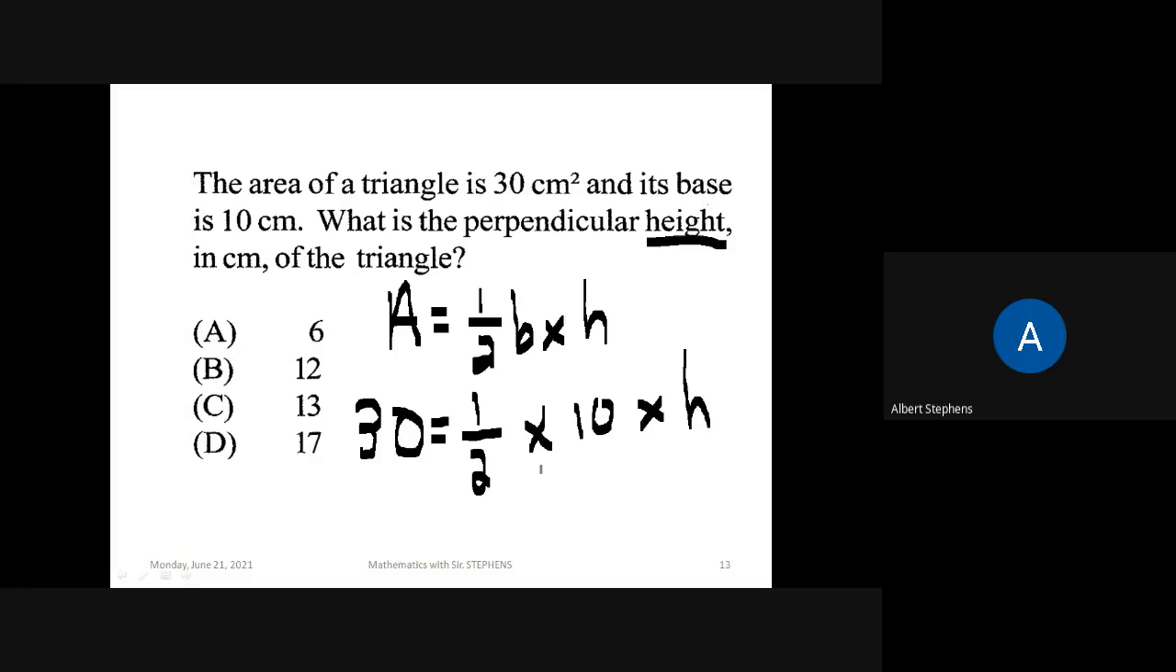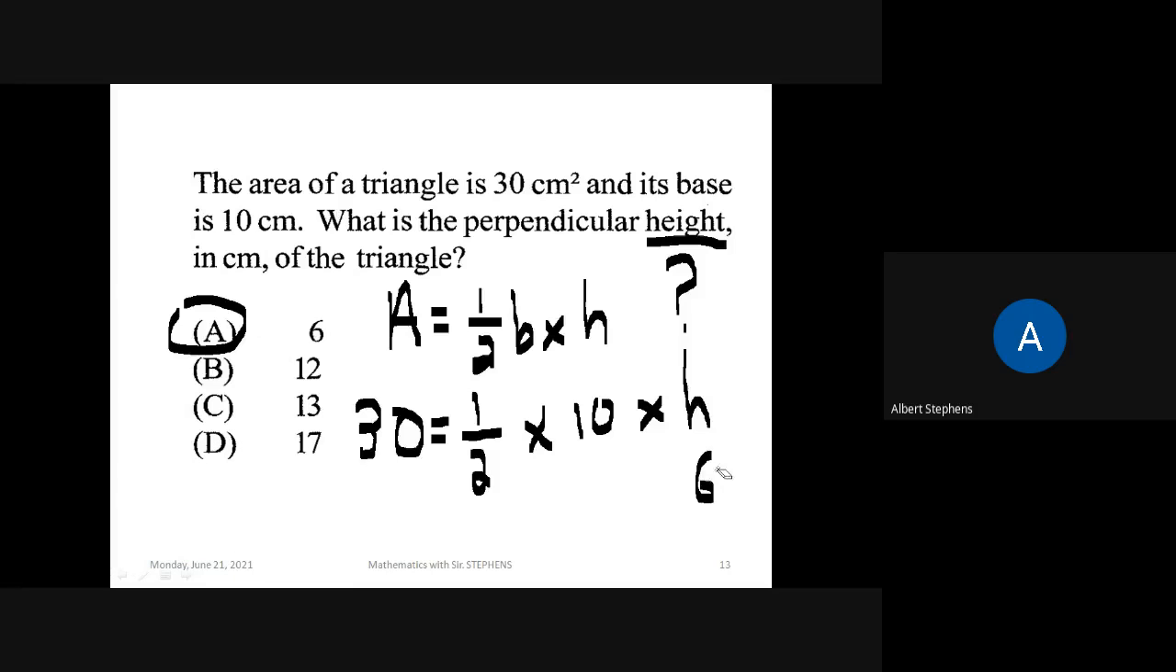Nobody? All right, what number would you put right here, sir? Half times 10 times a number to give you 30. Sir, the answer is 6. 6, yes. What's half of 10? 5. And 5 times 6 gives you 30.